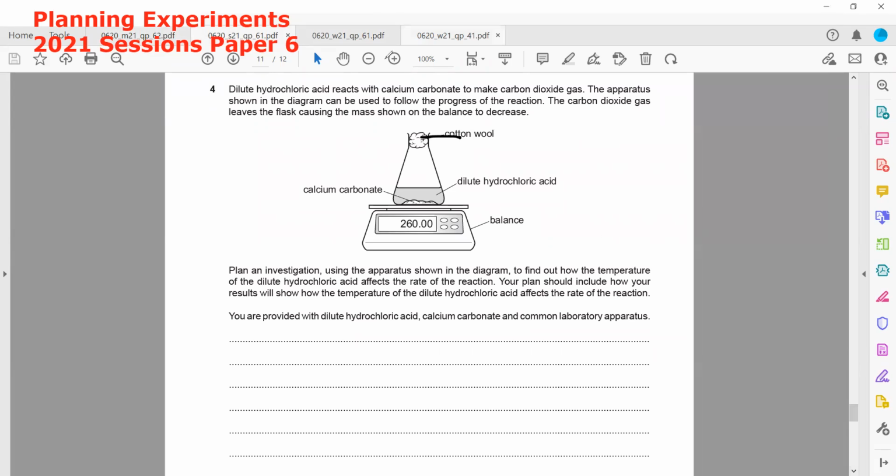In the question, we have dilute hydrochloric acid which reacts with calcium carbonate to make carbon dioxide. So carbon dioxide gas is given off. The apparatus shown in the diagram can be used to follow the progress of a reaction. We can use it to measure the rate or the progress of a reaction.